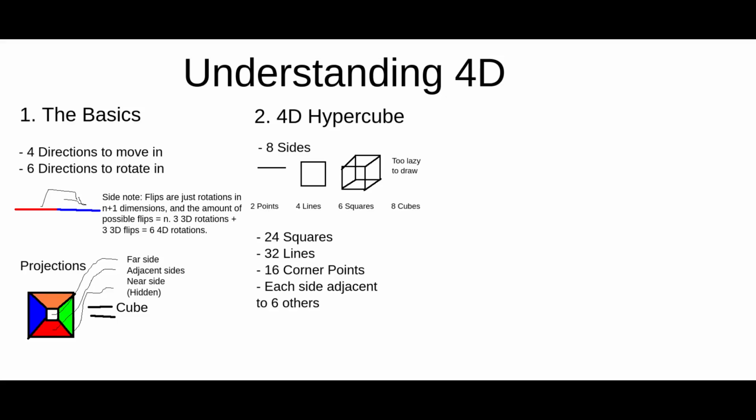Now for the 4D hypercube. It has 8 sides, also known as cells, following the 2, 4, 6, 8 pattern, 24 squares, 32 lines, 16 corner points, and each side is adjacent to 6 others.